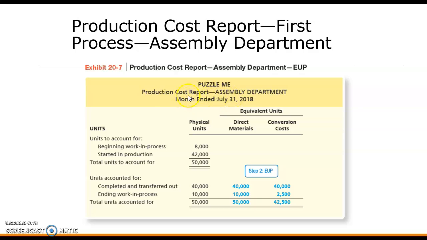Here is where I'm back to the cost report, and I've now put step 2 on here. Direct materials column, conversion cost column. Here are those same numbers, 40,000 and 10,000 for direct materials.